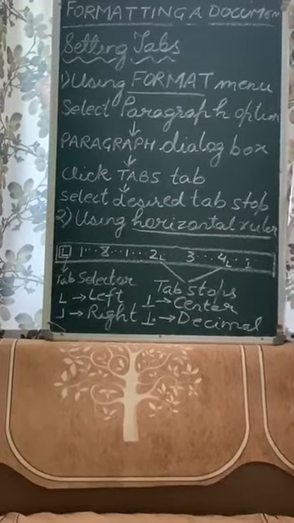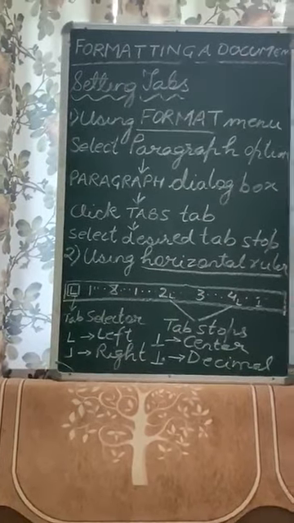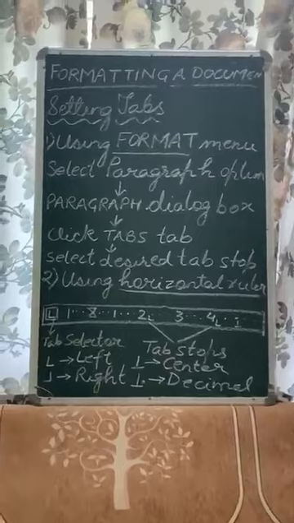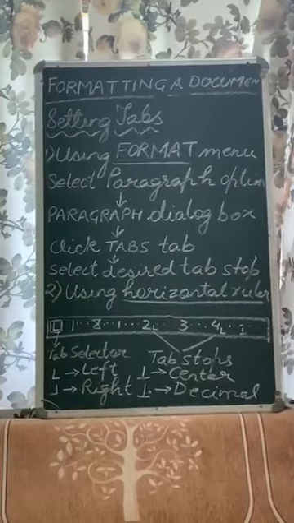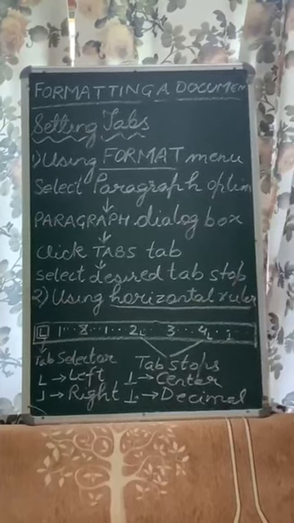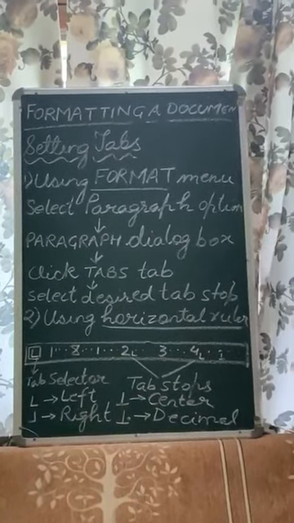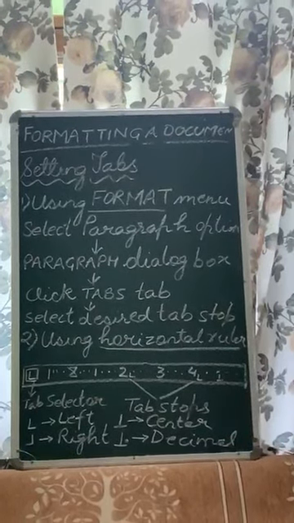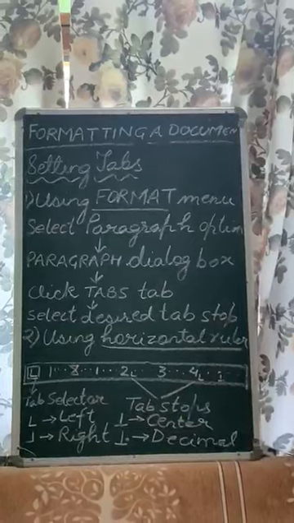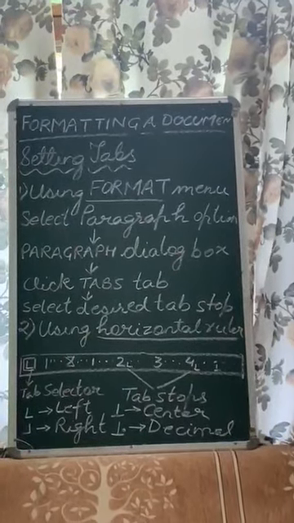Now, I was telling you that we can set the tab in two ways. One is using the format menu, and the other one is using the horizontal ruler. First, using the format menu, just like you were doing for alignment also, we need to click on the format menu. A paragraph option is there. Select that paragraph option. The paragraph dialog box appears. Now in this paragraph dialog box, you click on the tabs.